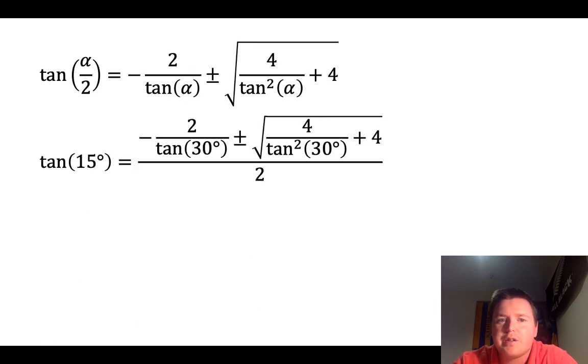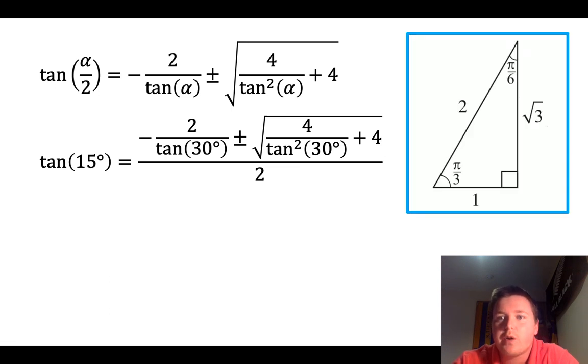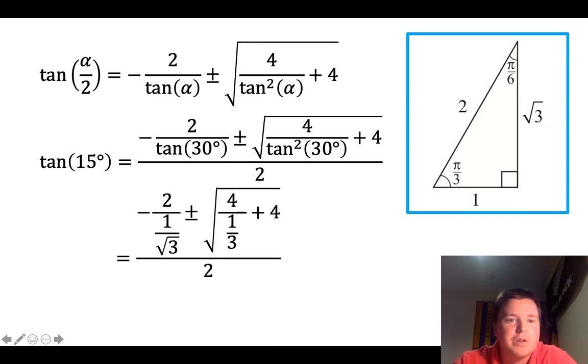Tan of 15 degrees, we need tan of 30 degrees to find that. Fortunately, that's one of our special angles. 30 degrees is pi over 6. Tan of it is opposite over adjacent, 1 over root 3. So we replace all of the tan 30s with 1 over root 3's.